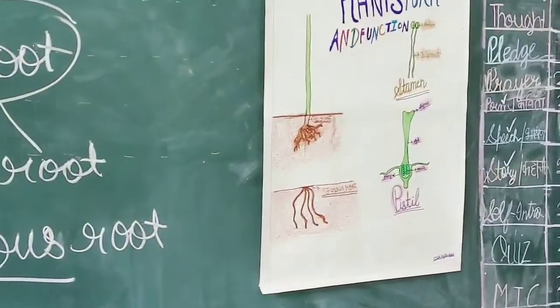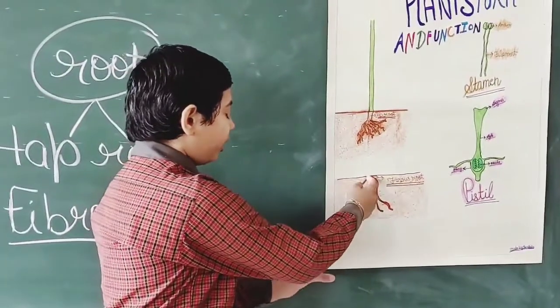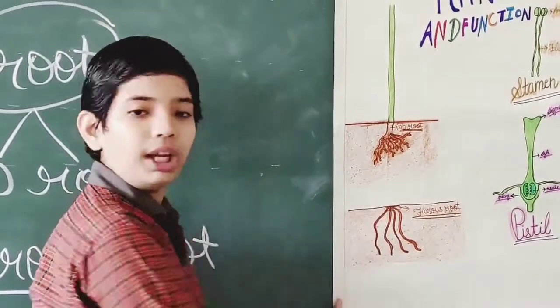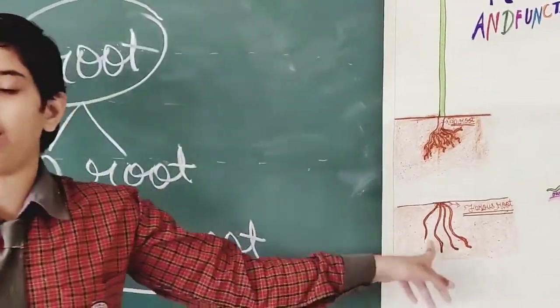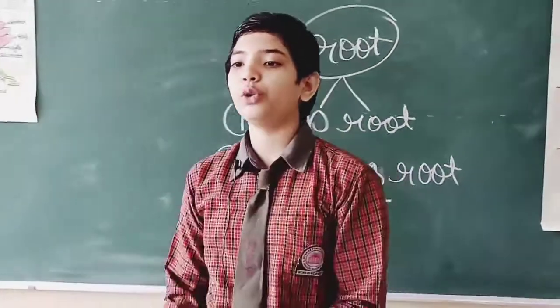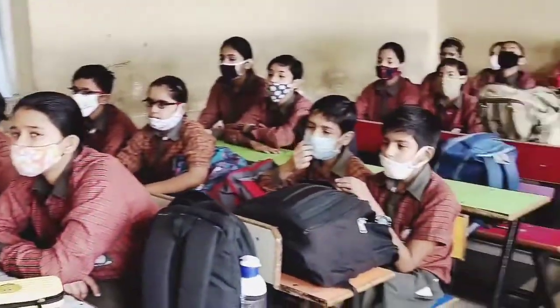Now I am going to teach you about fibrous root. What are fibrous roots? Watch this diagram. The plant has roots but it doesn't have any main root. It has all separated roots. So these types of roots are called fibrous root.